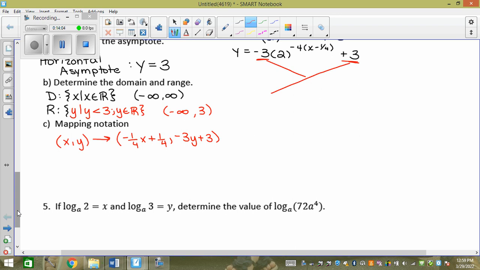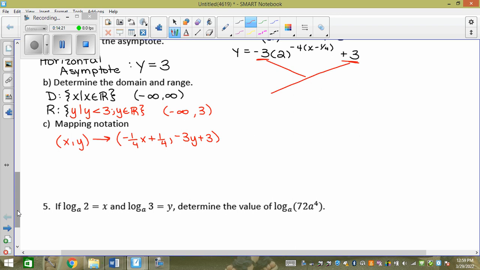It uses the knowledge from yesterday's lesson, okay? Now, how do I spot these? Well, if I have log base a of 2, I can replace it with an x. If I have log base a of 3, I can replace it with a y. We agree? That's what that's saying.